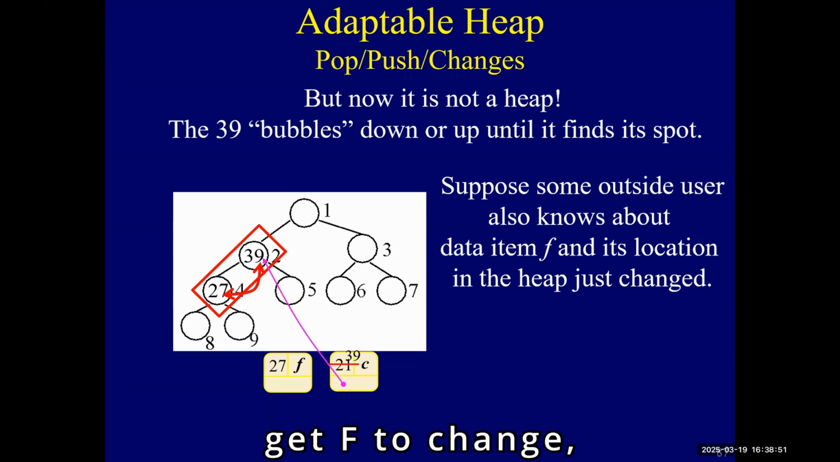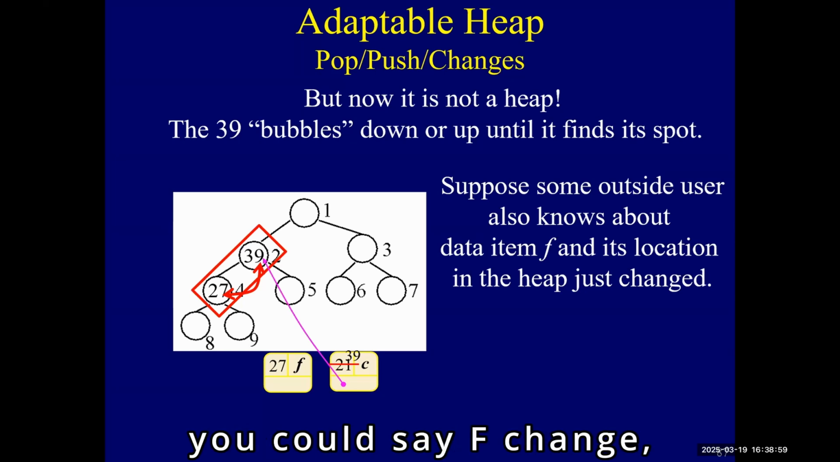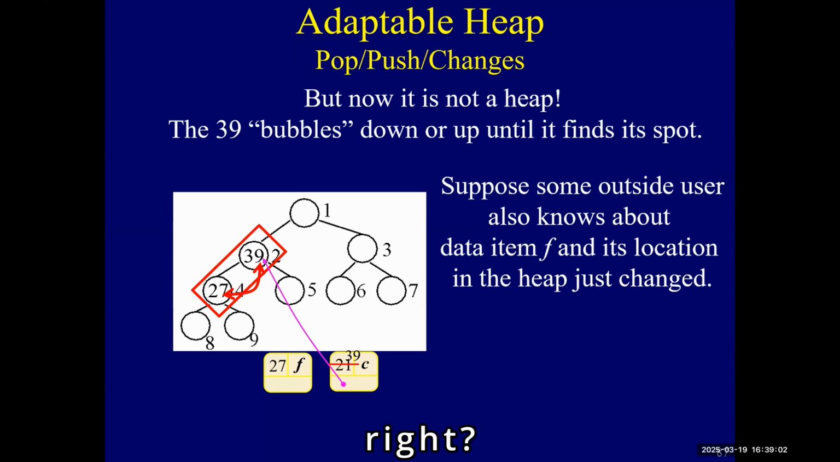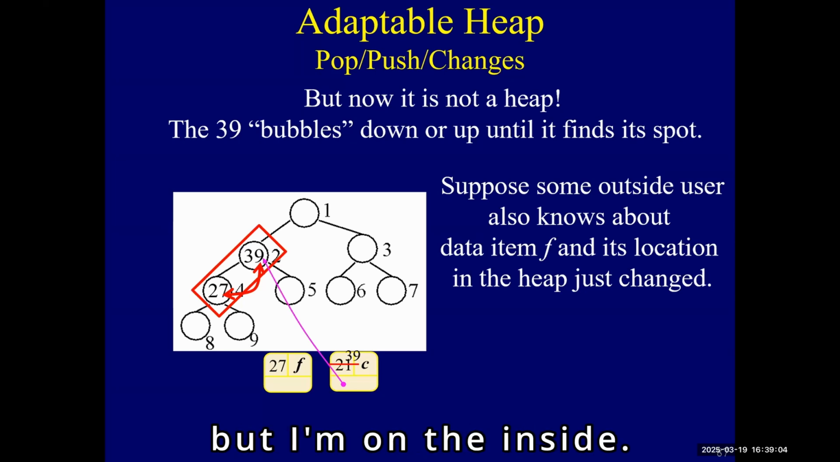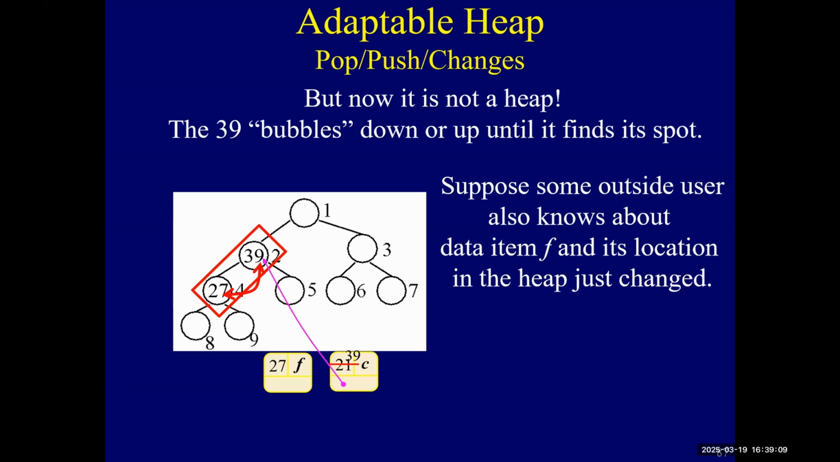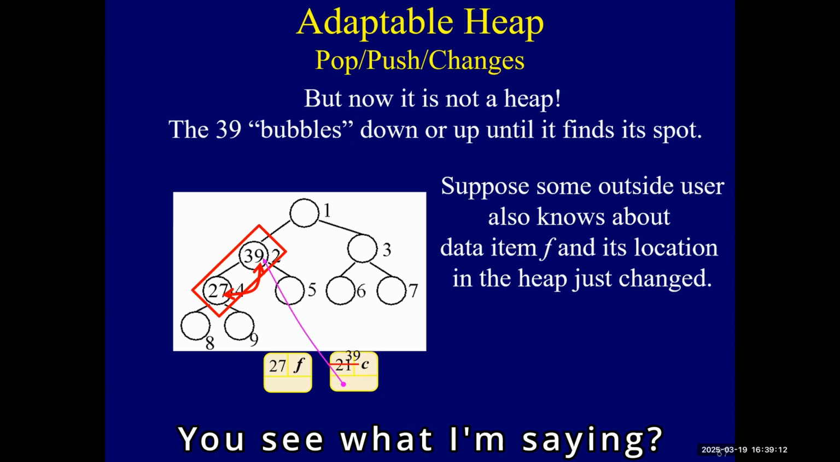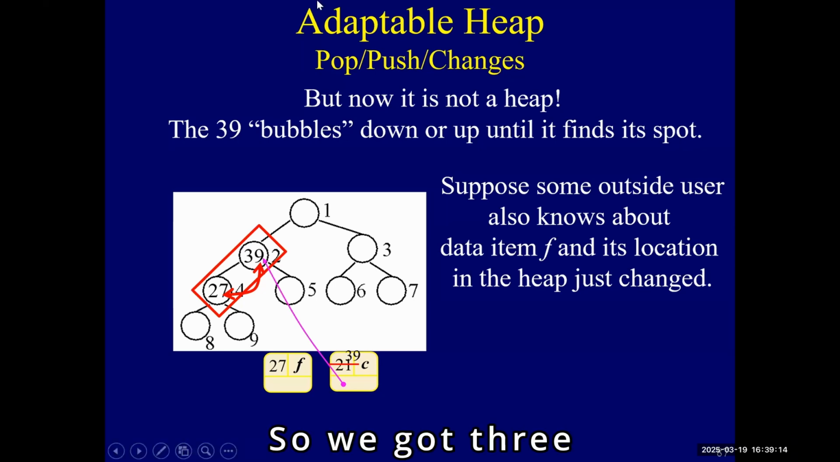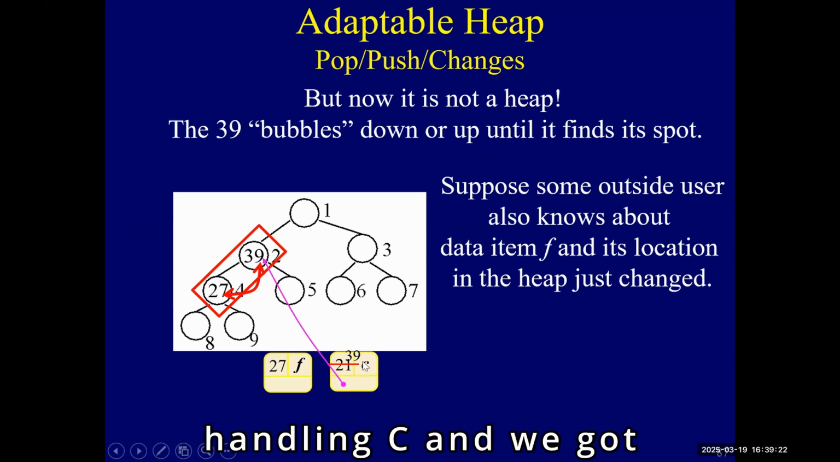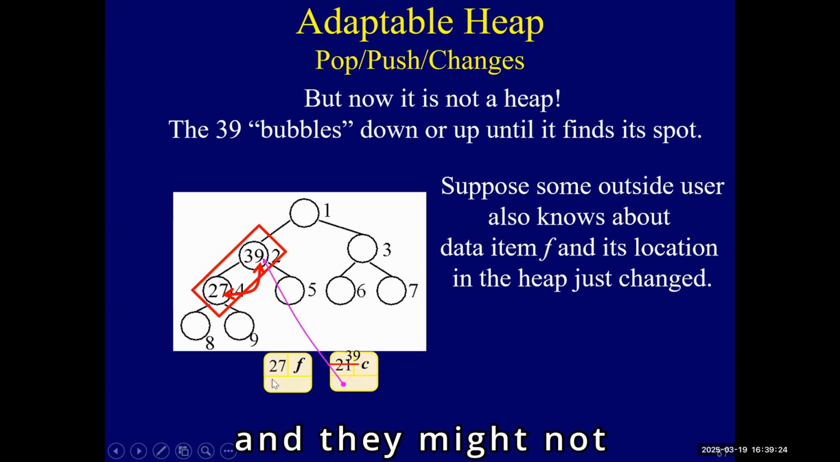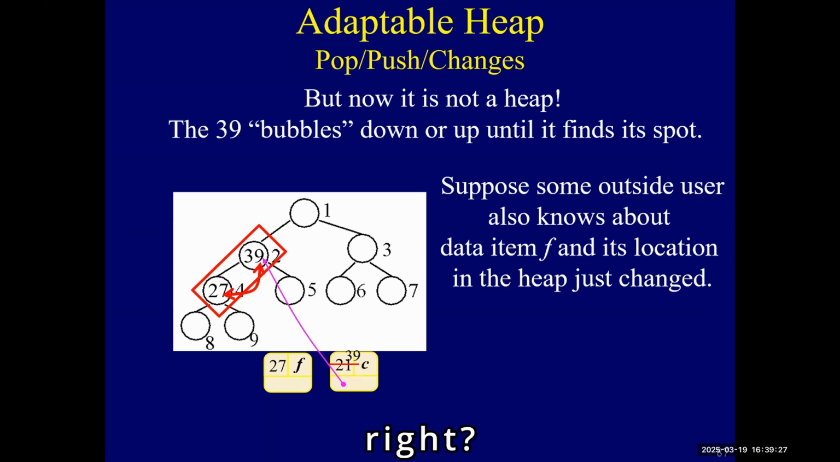So how do we get F to change? You could say, well, F, change. You could do that. Yeah, but I'm on the inside. I don't know who F is, right? You see what I'm saying? So we got three different people. We got the guy handling the heap, we got the guy handling C, and we got the guy handling F. And they might not even know each other.